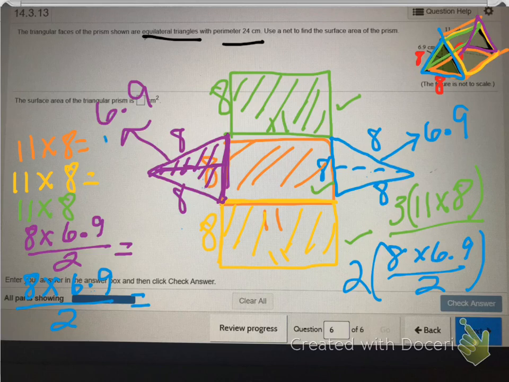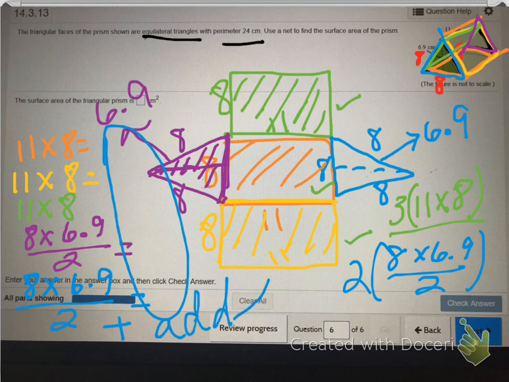So once I figure out all of these areas, I'm going to add up my answers as well to find the total surface area of our triangular prism. So hopefully that helps you with this. If not, definitely send me an email and I'll see if I can help you again.